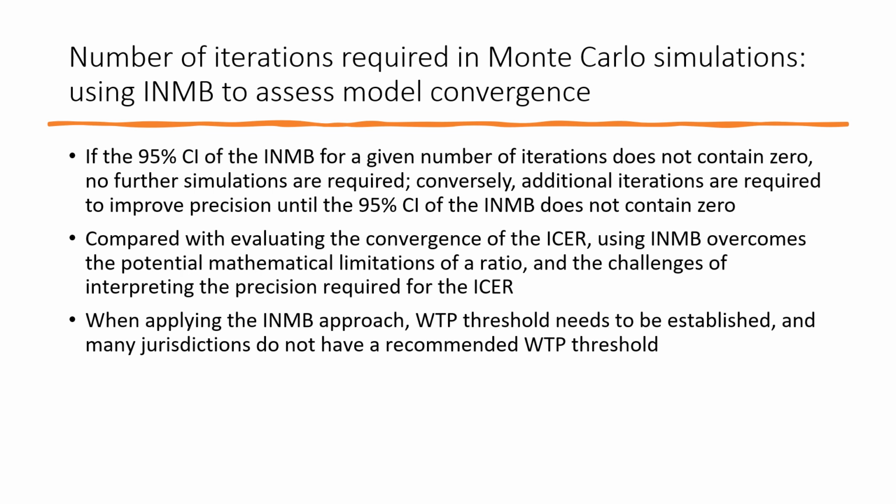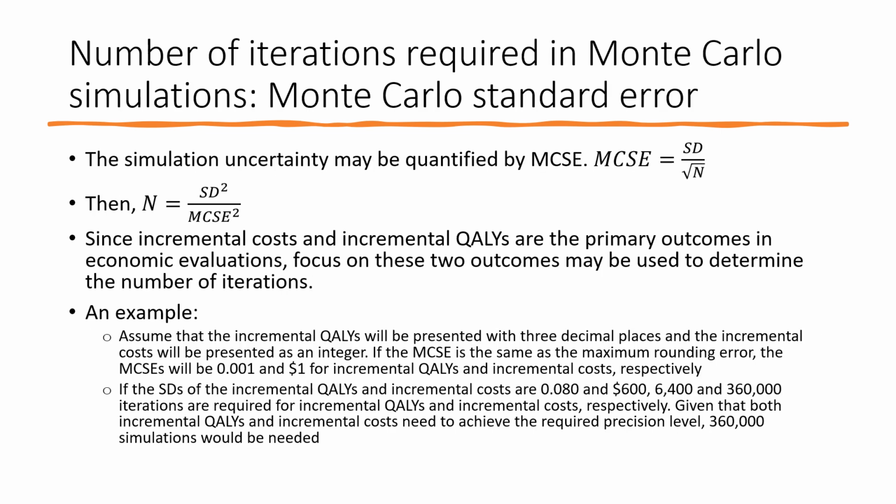Conversely, additional iterations are required to improve precision until the 95% confidence interval of the incremental net monetary benefit does not contain zero. Health economists may also use the Monte Carlo standard error to determine the number of iterations required to generate independent samples in economic evaluations.